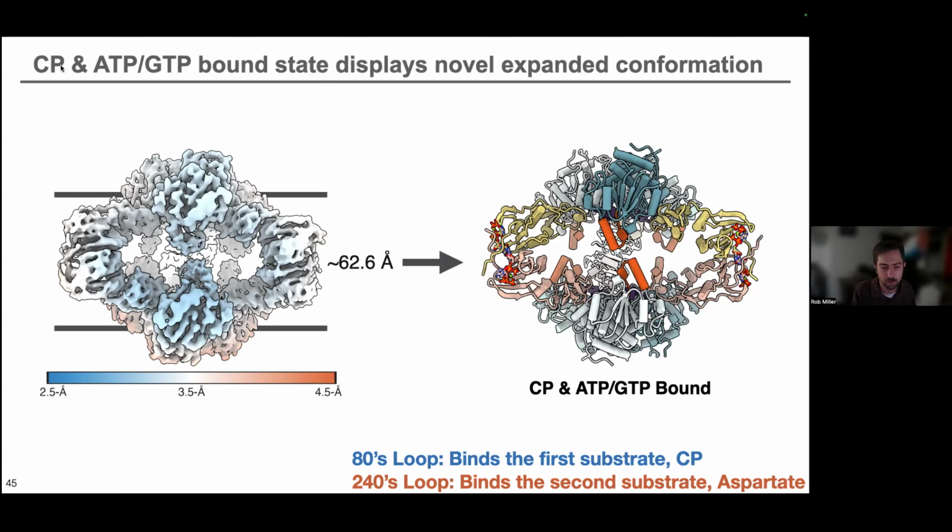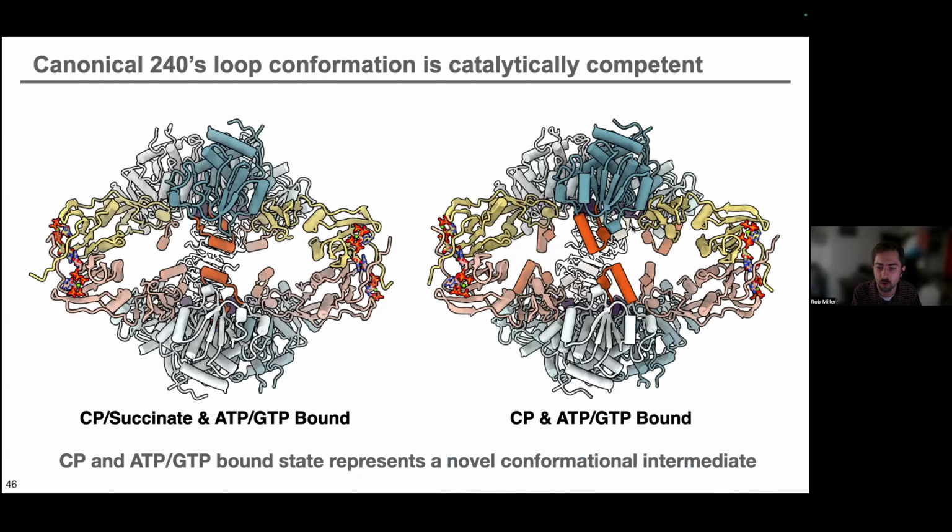But before we even began building atomic models, I could also tell an additional aspect of this map that was unique, which was that these opposing 240s loops that we mentioned earlier on were seemingly in a novel conformation. And I think that's more clear if we look at this atomic model, or if we can compare our atomic model of this novel conformational state to what we can call a classic or canonical R state structure.